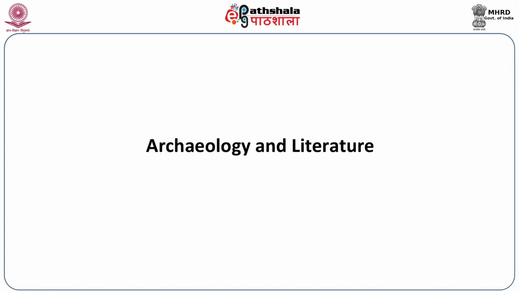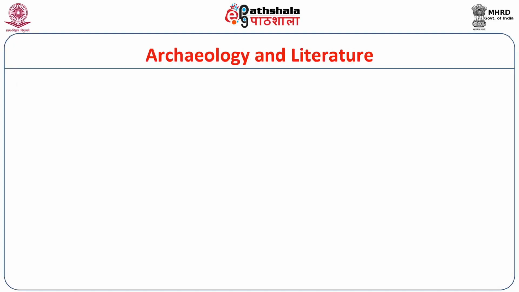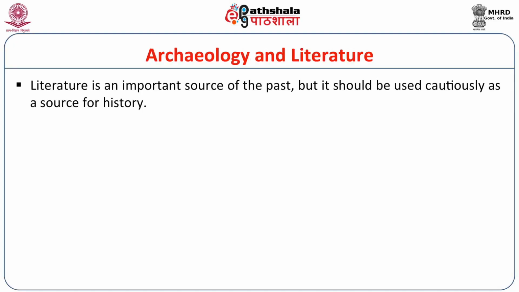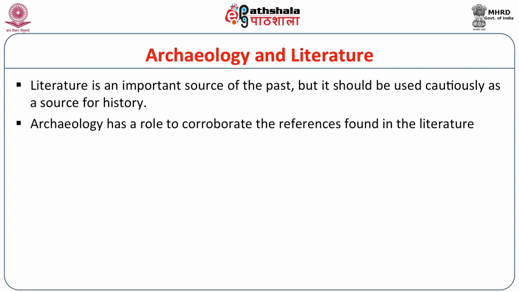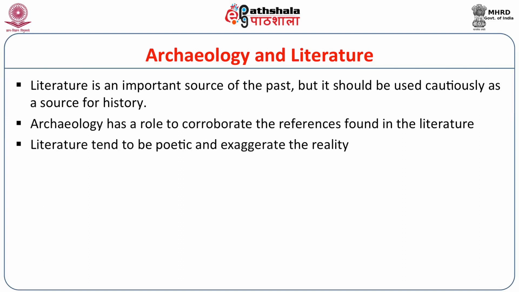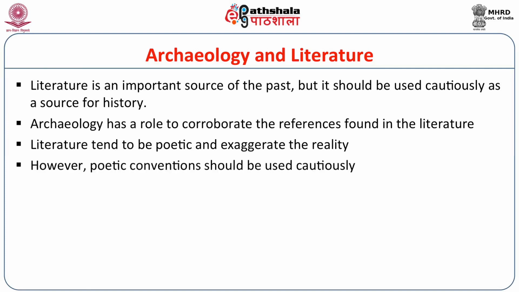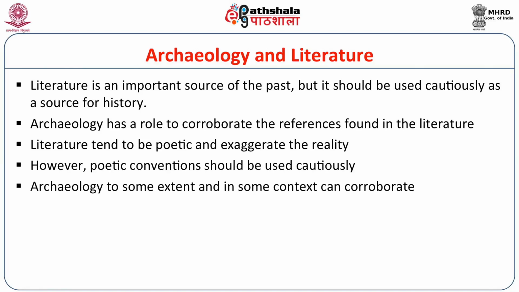Next important thing about historical archaeology is literature. When we deal with the historical period, we have to handle a lot of literary sources. How can we correlate these archaeological as well as historical sources? It's an important problem. Literature is an important source of the past, but it should be used cautiously as a source for history. Archaeology has a role to corroborate the references found in the literature. Literature tends to be poetic and also exaggerate the reality. However, poetic convention should be used very cautiously for interpreting history. Archaeology, to some extent, can help in corroborating literary evidences.